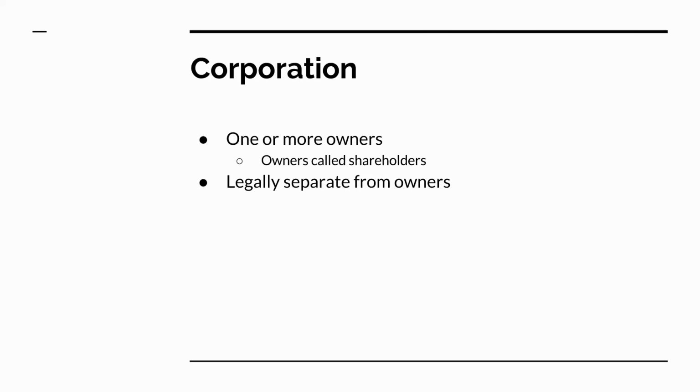The third and final business entity that I'll go over today is called a corporation. Corporations can be owned by one or more persons, and these owners are called shareholders. The main difference between a corporation and a sole proprietorship and partnerships is that a corporation is legally separate from the owners. This is why when McDonald's, the corporation, got sued, the shareholders were not able to be sued by this lady.